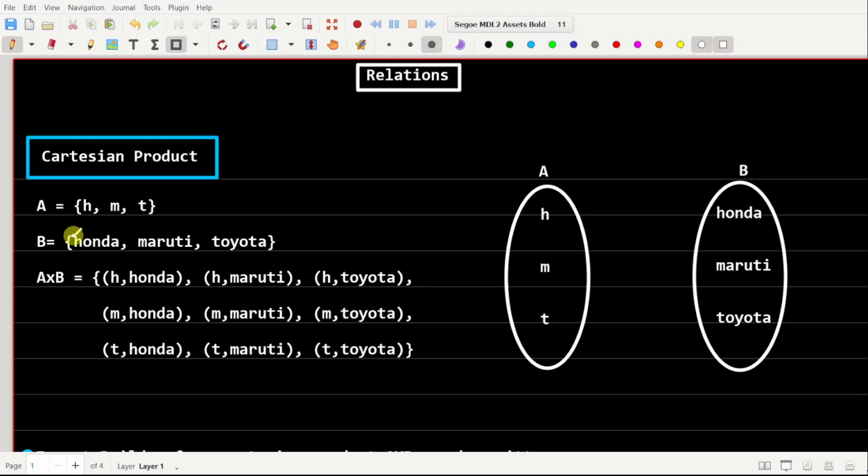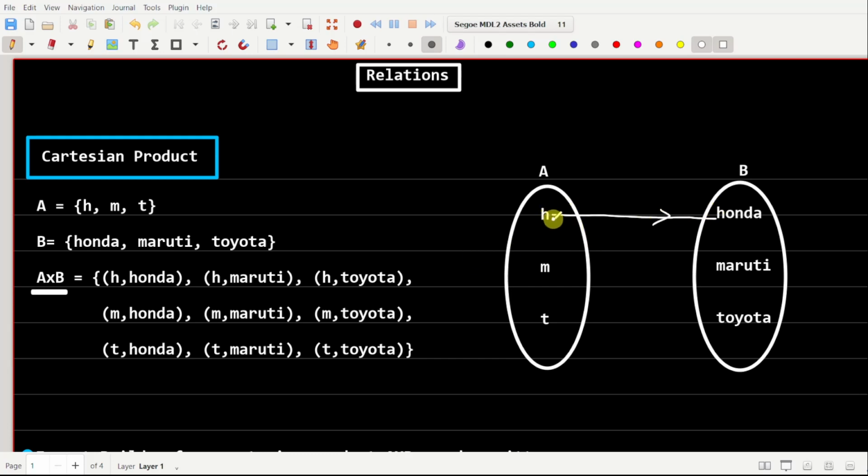So if I list down all the pairs of objects starting from A, the first element is from A and the second element is from B. In the visual representation of the Cartesian product I have shown, we can draw like this, the first element from A, because it is a Cartesian product of A and B, A cross B, right? So it is also known as the cross product of A and B. So take the first element H from A, and the first element from B becomes the first pair. So H comma Honda.